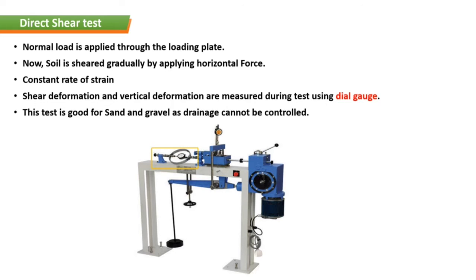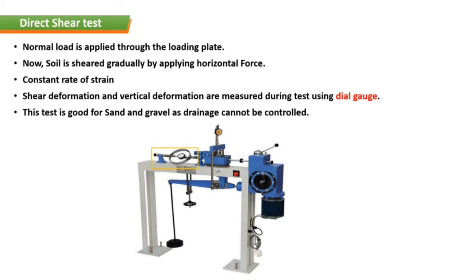This test is good for sand and gravel because the drainage cannot be controlled. It means whatever the drainage, the water will spill out. So this test is suitable only for sand and gravel, that is, coarse grain soil. The advantage is that this is a very quick method and the sample can be prepared very easily. The disadvantage is that the drainage condition cannot be controlled.